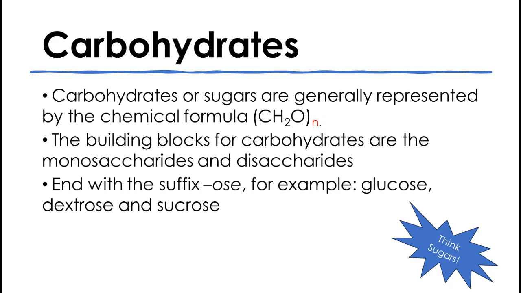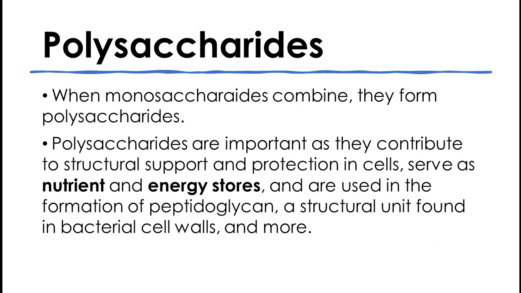So the building blocks of carbohydrates are going to be those simple sugars: the glucose, the dextrose, and the sucrose. Now, we take those simple sugars and combine them together in long chains, and we call it a polysaccharide. And polysaccharides are very important for us to understand because, first of all, since they're sugars, they are going to serve as a nutrient or energy source.